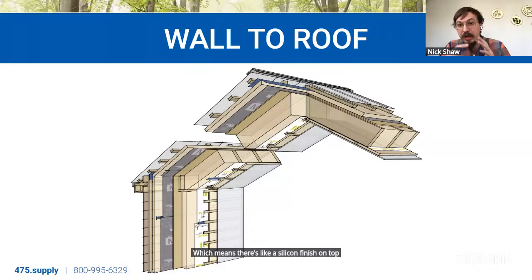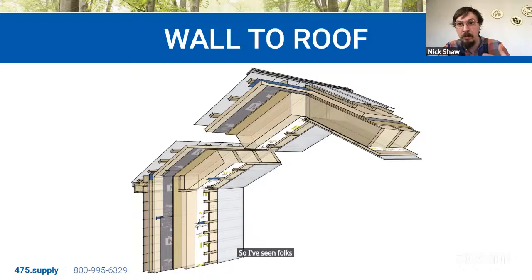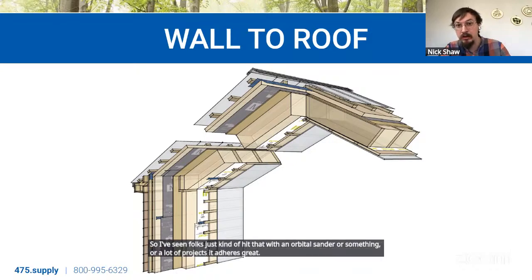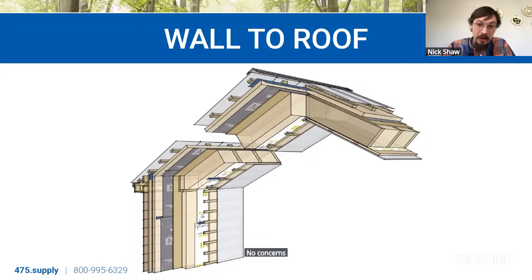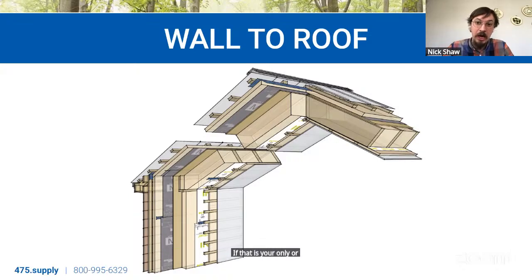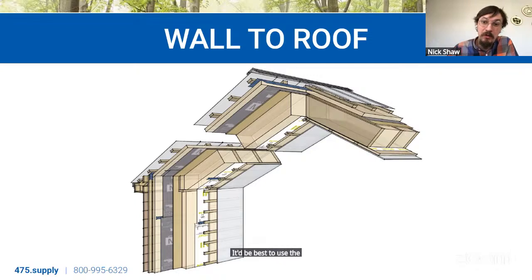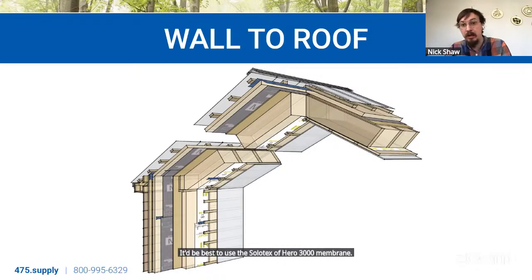And sometimes you need to rough up that silicone to allow that tape connection. So I've seen folks just kind of hit that with an orbital sander or something, or a lot of projects, it adheres great, no concerns. But the only thing that adheres to silicone is silicone. If that is your only or primary air barrier and you're going for passive house certification, it'd be best to use the Solitex Adhero 3000 membrane, or peel and stick membrane over that subfloor.